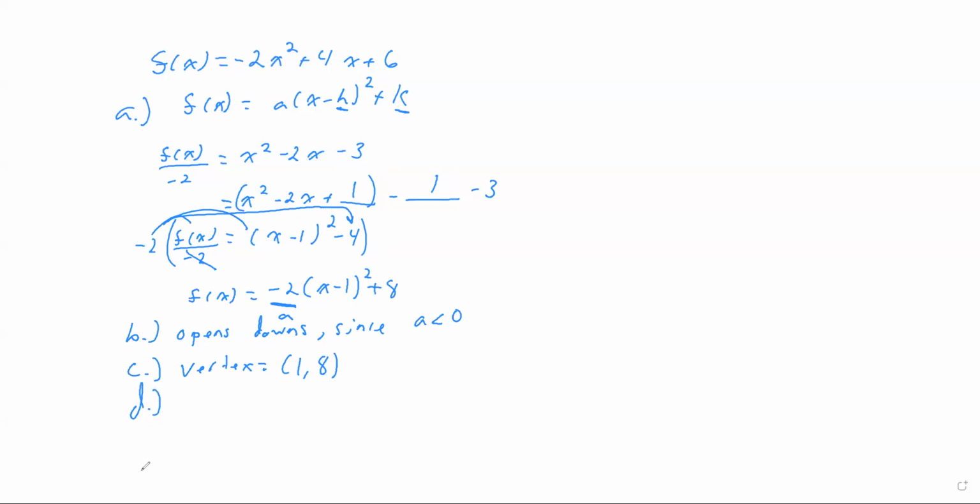Part D says identify the x-intercepts. So this is when we set it equal to 0. The easiest thing to do is take the vertex form that you've already solved for and set it equal to 0. So that's -2 times x minus 1 squared plus 8 equals 0. So I'll subtract 8 first. Oh, my bad. Hold on.